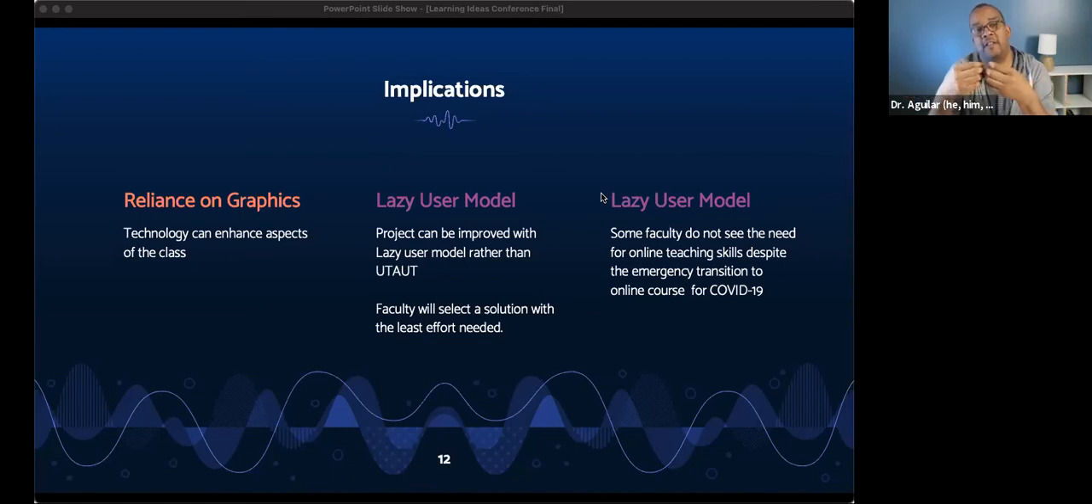If one of the implications of what we're talking about is if we have lazy users in teaching according to the lazy user model, then we are going to produce students who aren't prepared to go out into that technological environment and operate their practice in the way that they need to. So we need to look at this also as professional capacity building for the future generations.